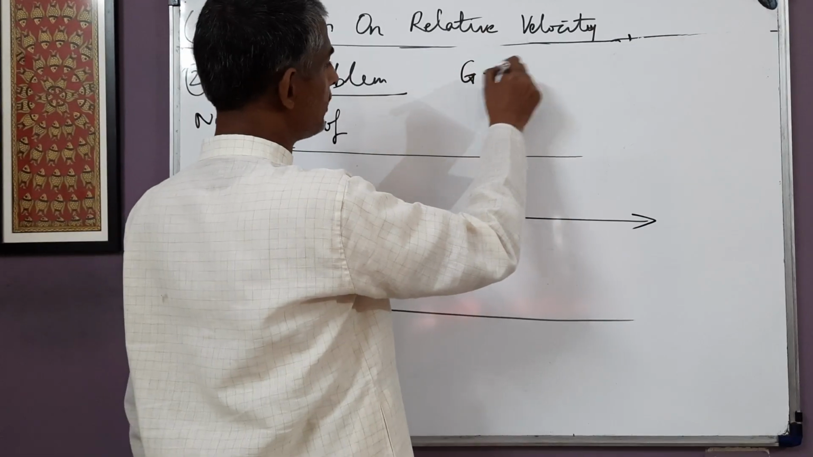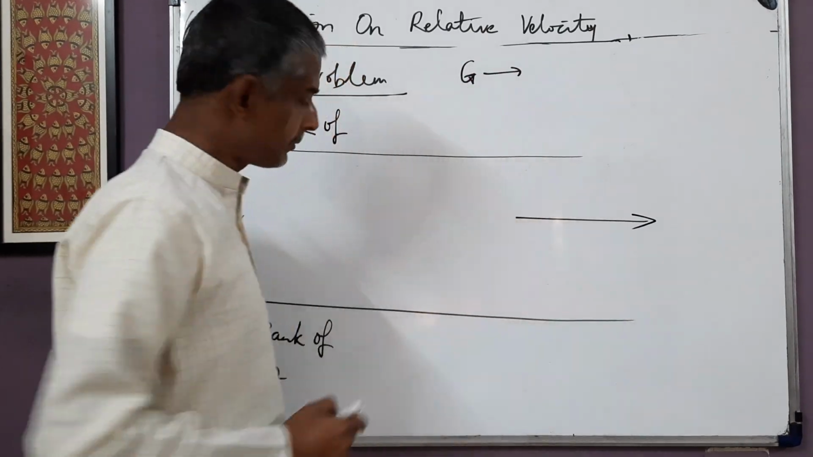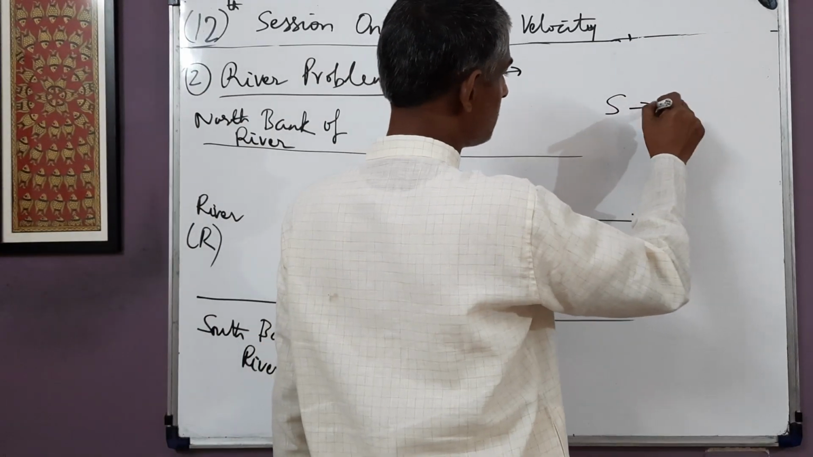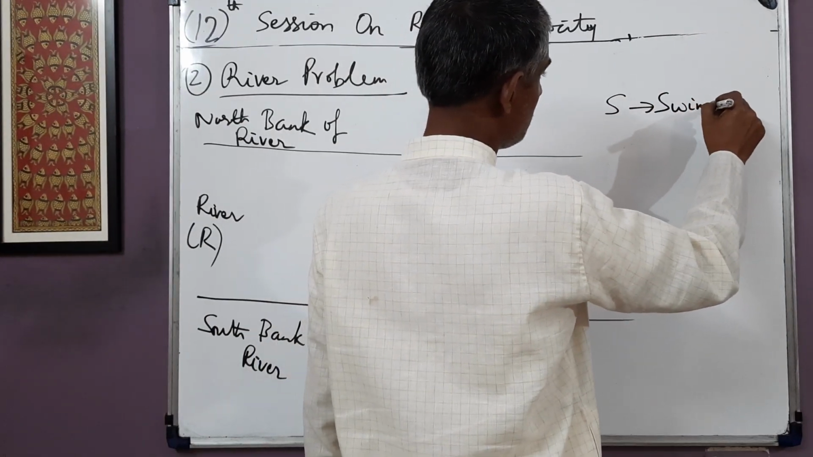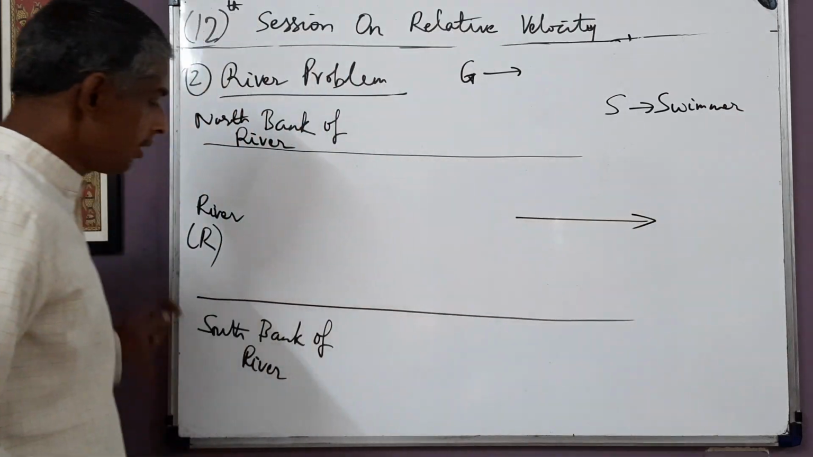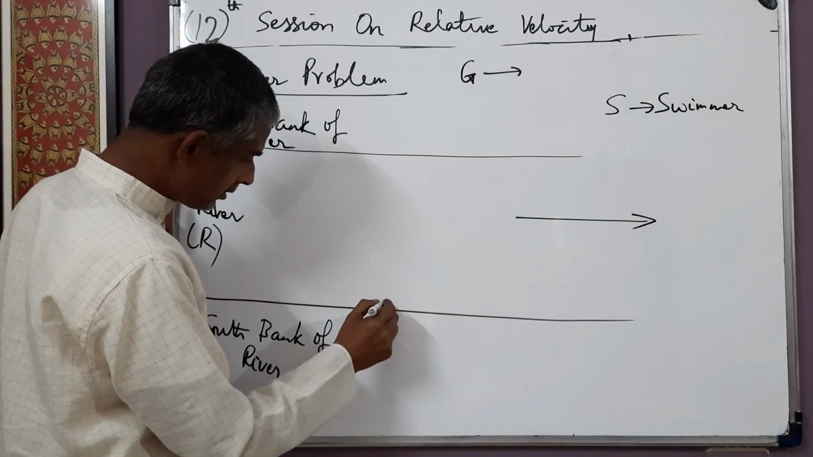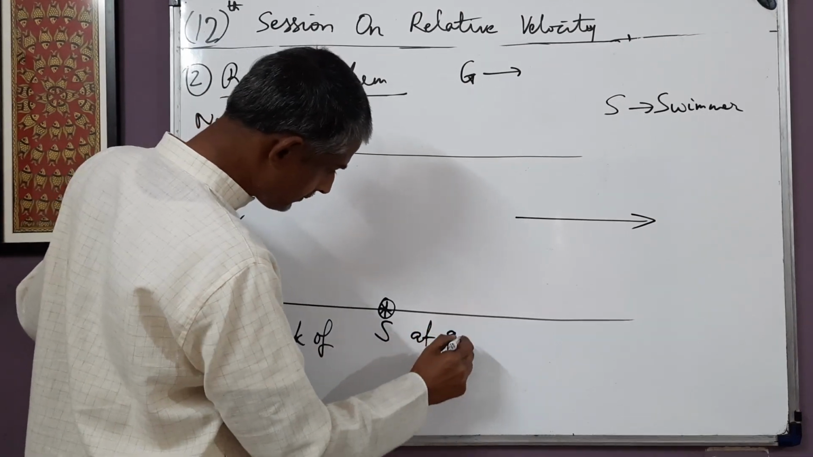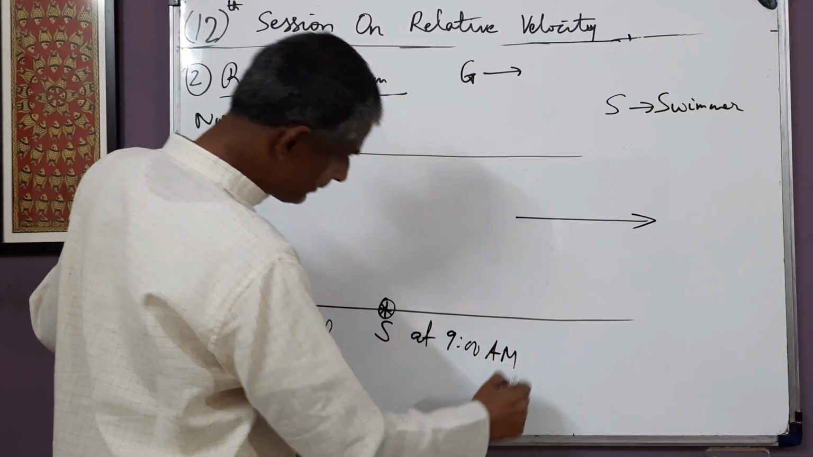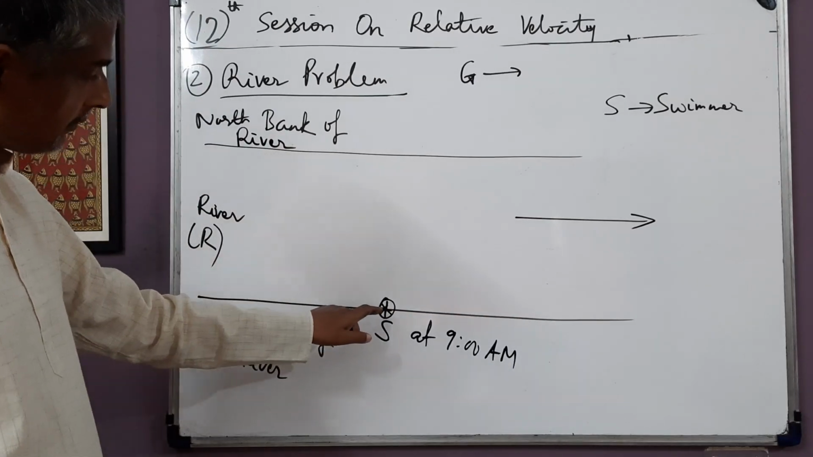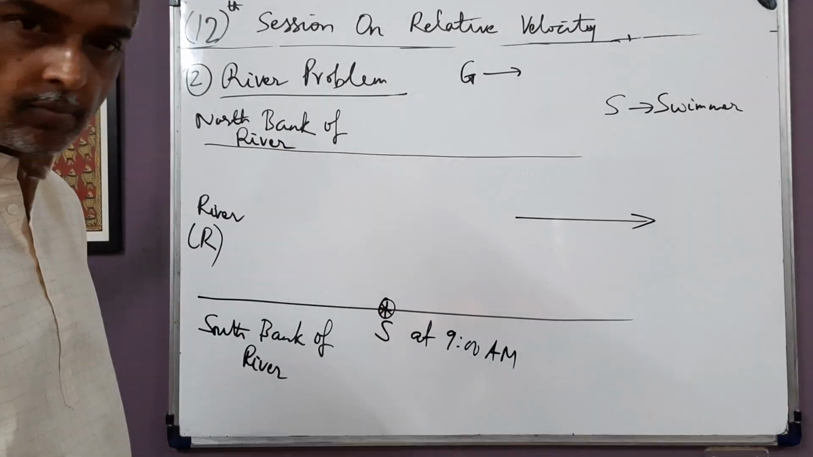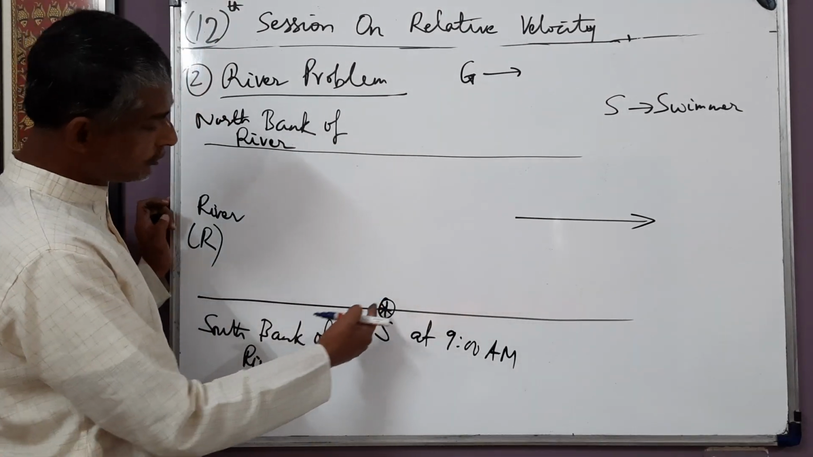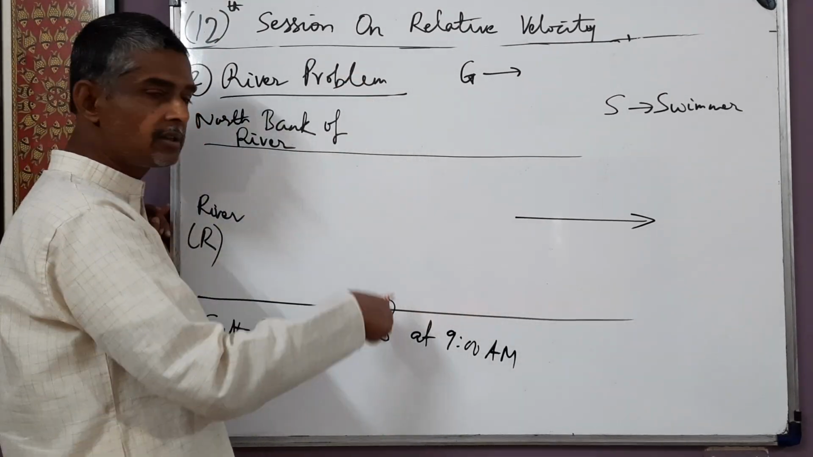Again here G means ground frame, R meaning river frame. S is a swimmer. Suppose the swimmer is somewhere on the south bank at 9 a.m. in the morning. Now what happens? This swimmer starts to swim across the river.